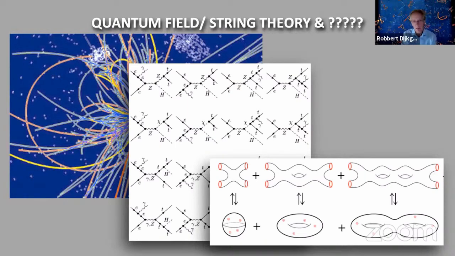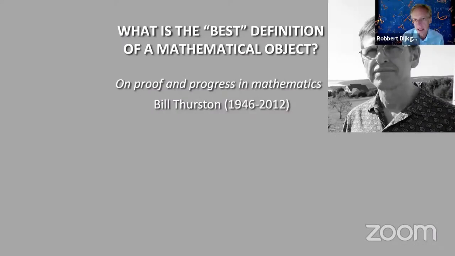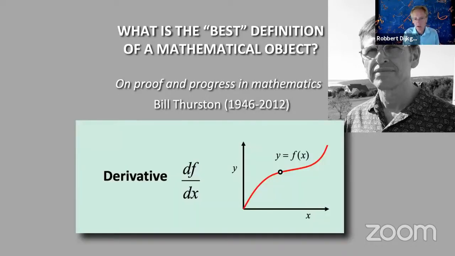Now, this is, by the way, an interesting element to think about the context of mathematics. And for me, the good example is this wonderful article that was written by the famous mathematician Bill Thurston, great geometer, pioneer of three-dimensional geometry, who was lost much too early, who wrote a paper on proof and progress in mathematics. In that paper, he asked the question, is there a best definition of a mathematical object? And he takes as an example the derivative of a function, something that we all use every time.